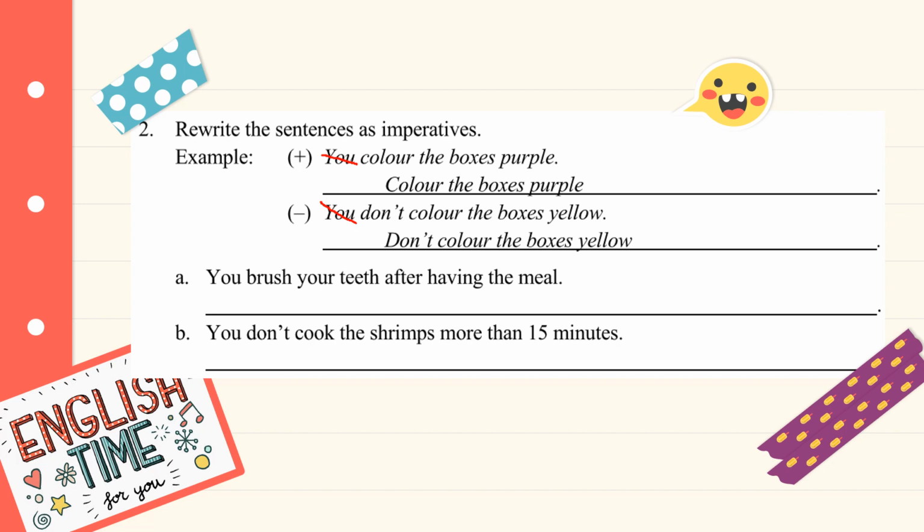Okay, now kids, what's your answer for A? You brush your teeth after having the meal. It's so easy. You just have to cross out you. So the answer must be brush your teeth after having the meal. Good. Now, B. What's your answer for B? It's also so easy. Your job is only to cross out you. So the answer must be don't cook the shrimps more than 15 minutes. Good. Do you have any questions? Good.